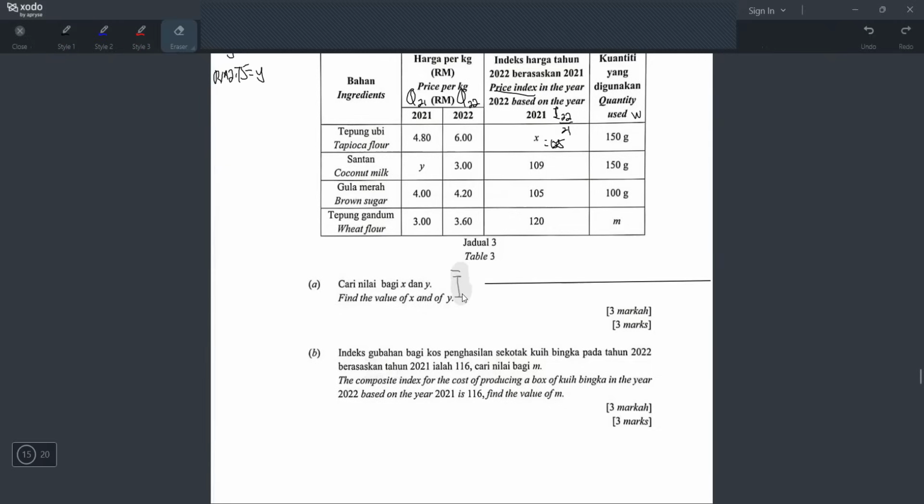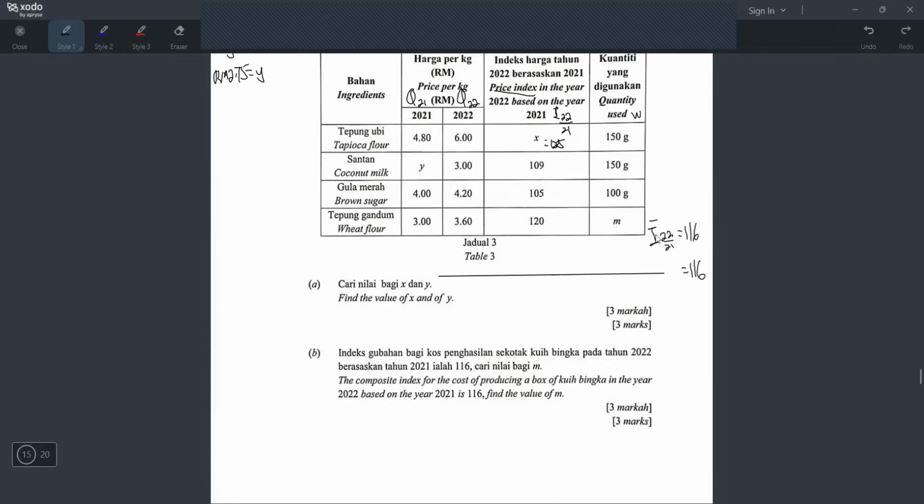Wait. We actually already know the answer is 116. So instead of writing it like this, I think I'll write like this. And then equals to 116, right? Because they already said the composite index is 116, right? So definitely the I for 2022 over 2021 is 116, right? And then we draw a line, use the formula, and then equal 116.